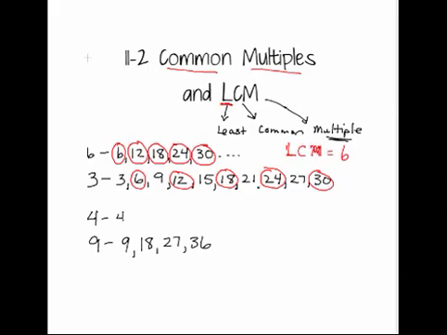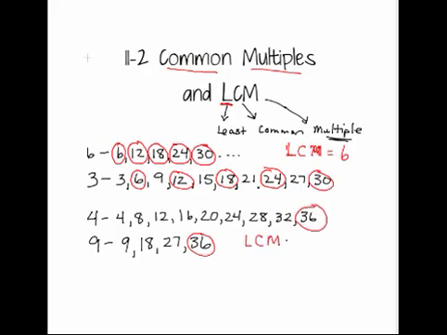Ready? 4 times 1 is 4. Times 2 is 8. Times 3 is 12. Times 4 is 16. Times 5 is 20. Times 6 is 24. Times 7 is 28. Times 8 is 32. And times 9 is 36. Aha, there it is. Finally, they have one in common. Check all these numbers. They don't have 9 in common, not 18, not 27. They sure have 36 in common. So we would write that as the LCM of 4 and 9 equals 36.